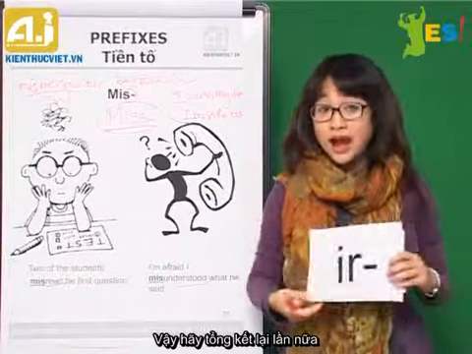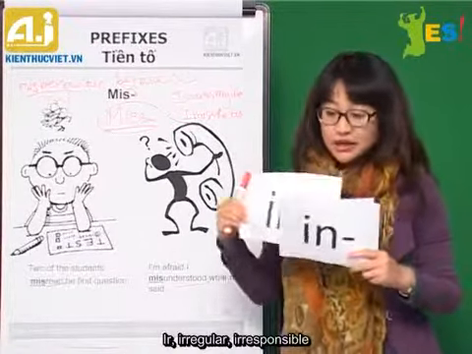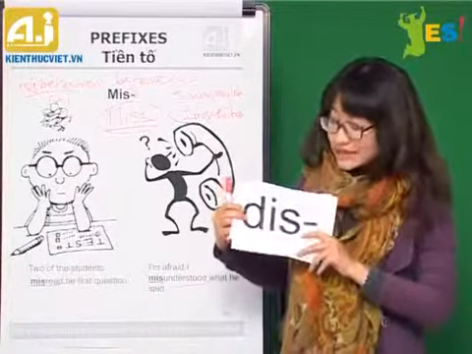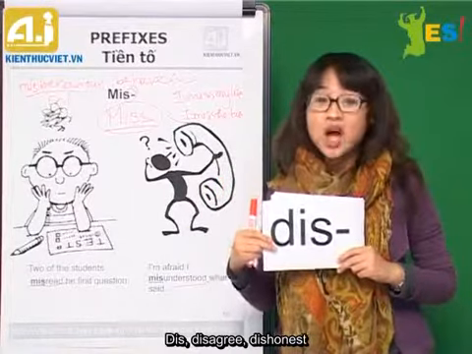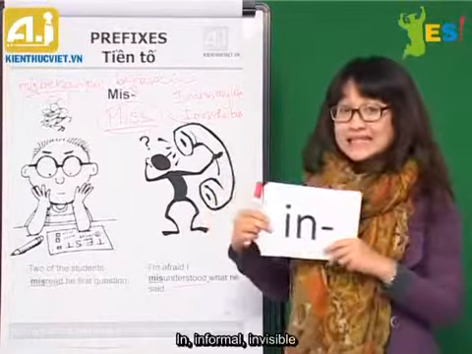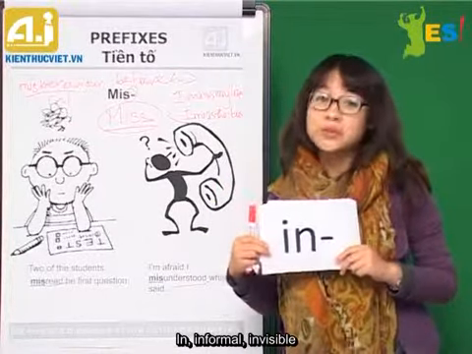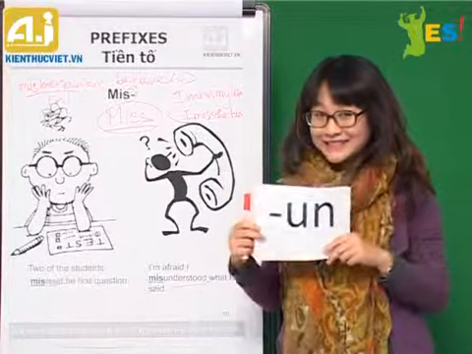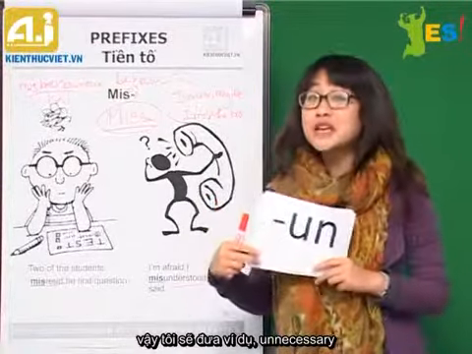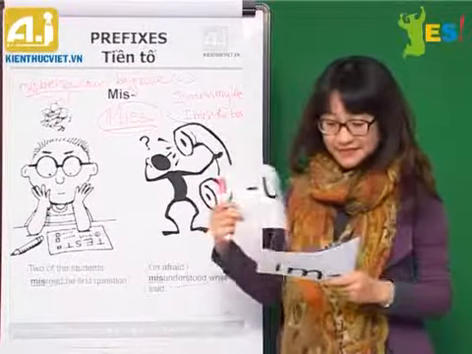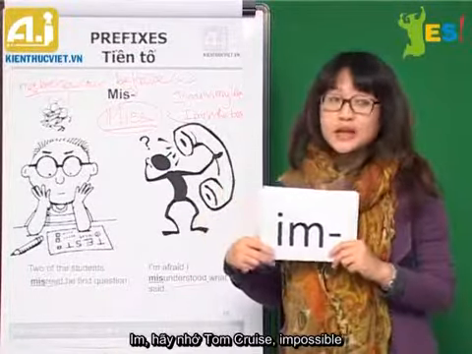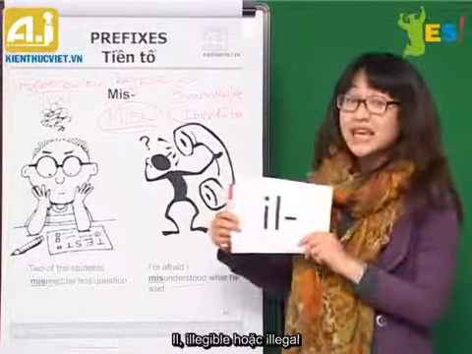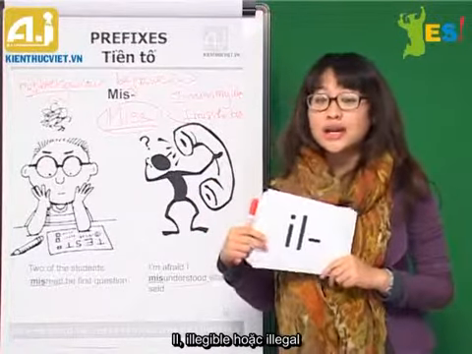So let's review one more time. Ir. So you can go with irregular, irresponsible. Dis. Disagree, dishonest. In. You can go with informal, invisible. Un. You can say what? Okay, so I can give some example for you. Unnecessary. Im. Always remember about Tom Cruise. Impossible. And il. Illegible or legal. Illegal.